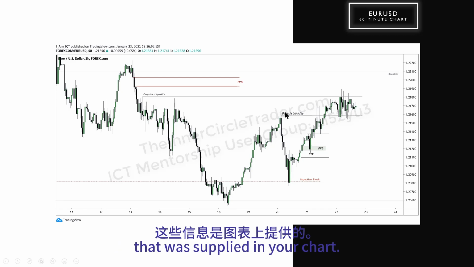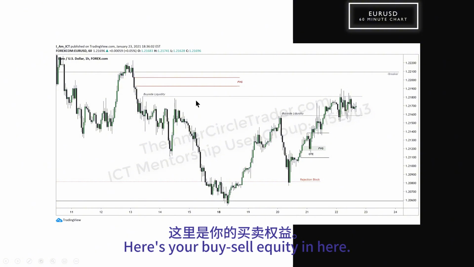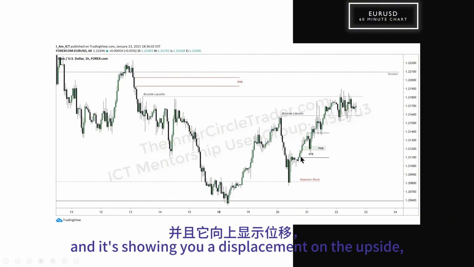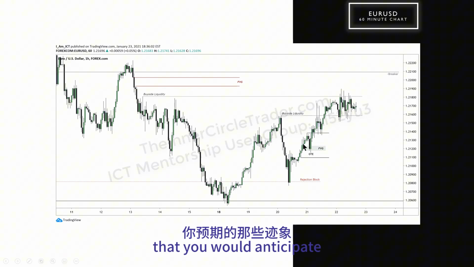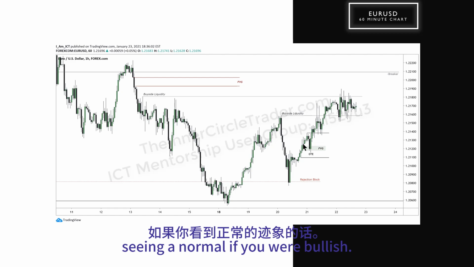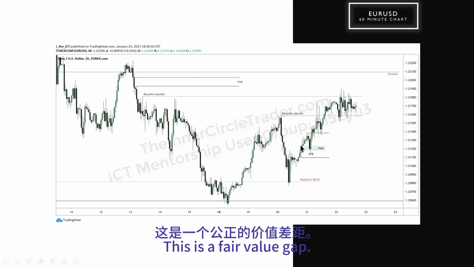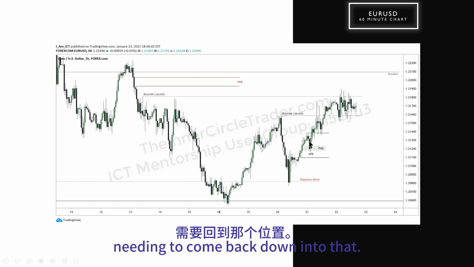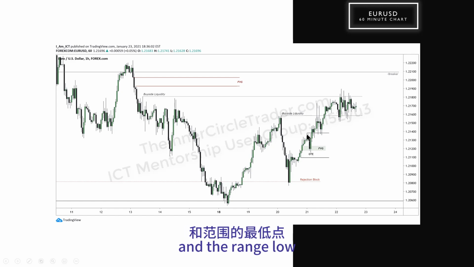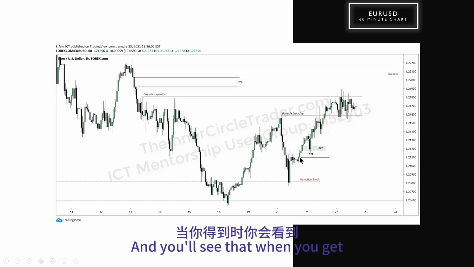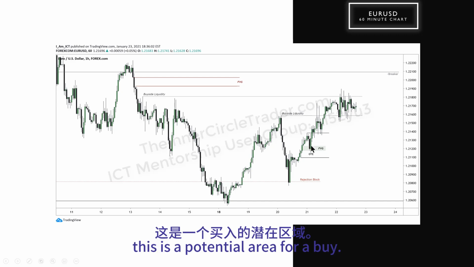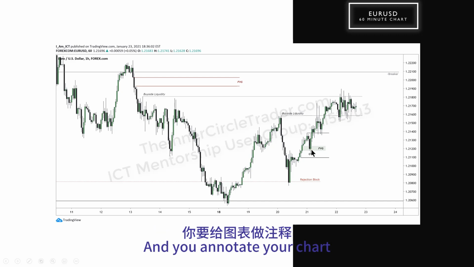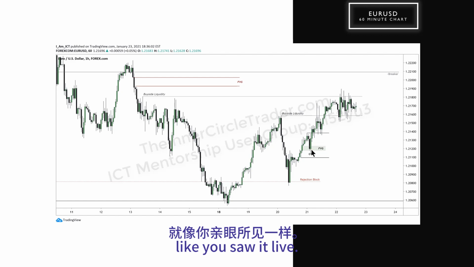But how do you use that information? You take the information that was supplied in your chart. Here's your buy side liquidity, and here. And if it's not dropping and it's showing you a displacement on the upside, you wait for the same signatures that you would anticipate seeing if you were bullish. This is a fair value gap. It's needing to come back down into that. So the range high and the range low for optimal trade entry, and you'll see that when we get into the 15-minute time frame, it trades into that with a fair value gap. So this is a potential area for a buy, and you annotate your chart like you saw it live.